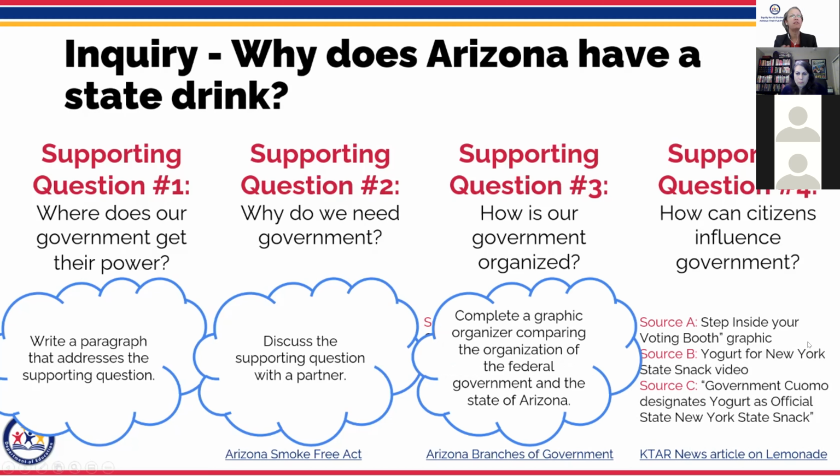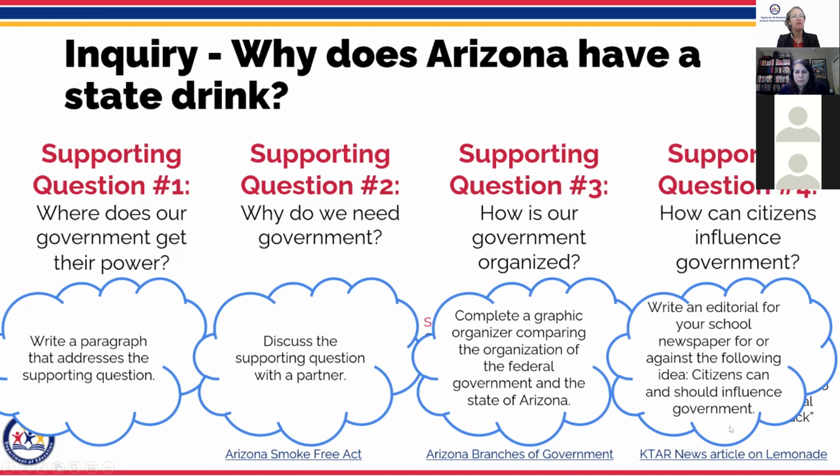And then lastly, we have supporting question number 4, which is, how can citizens influence government? There's a step-inside-the-voting-booth graphic, which you can still use. There's a yogurt snack video, and then an article on Cuomo signing this. I found a KTAR news article on Governor Ducey signing the act into law, and you can use that instead. You have students write, say, an editorial for a newspaper for or against the idea that citizens should influence government. Again, it's not necessarily that there's a right or wrong answer.